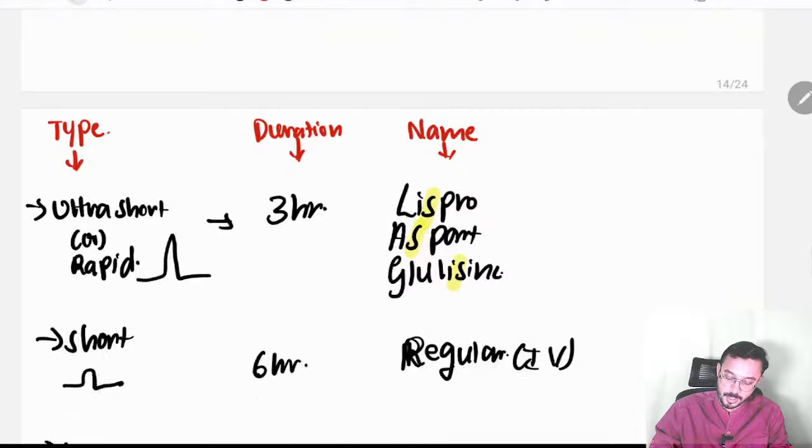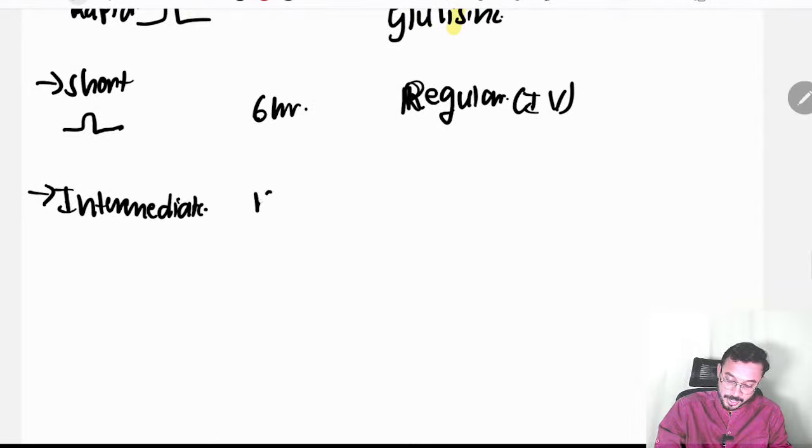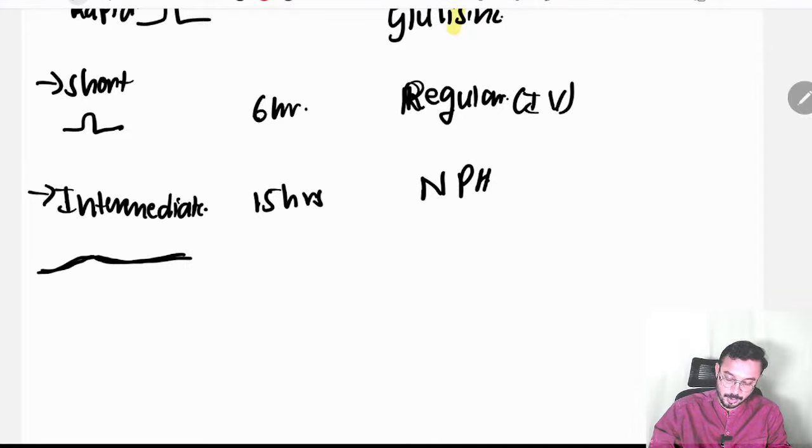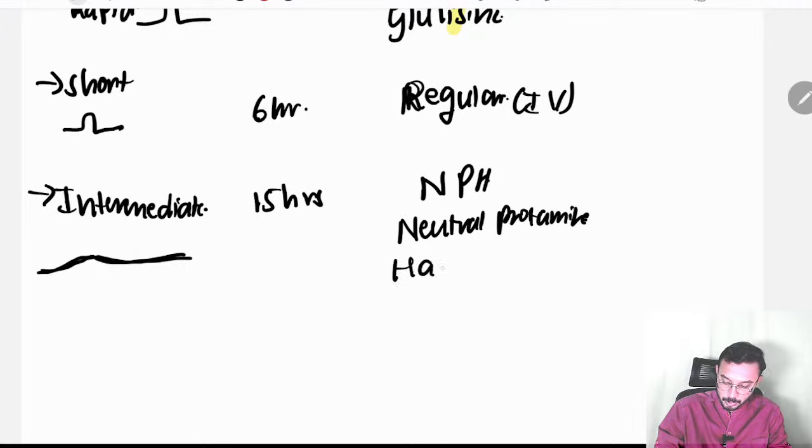So what is the duration over here? It is 15 hours. So the acting will be like this. The best example is NPH, that is your Neutral Protamine Hagedorn. This is about intermediate acting insulin.